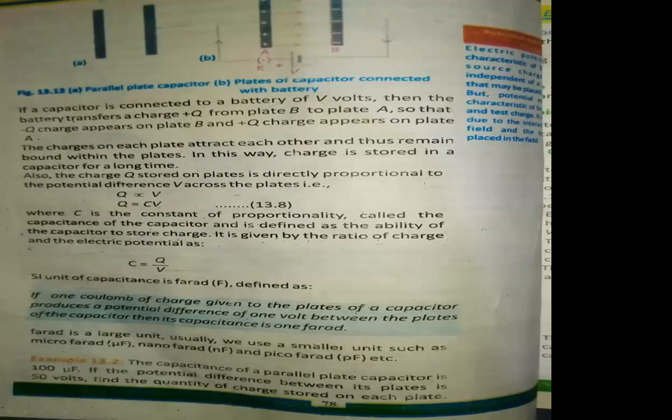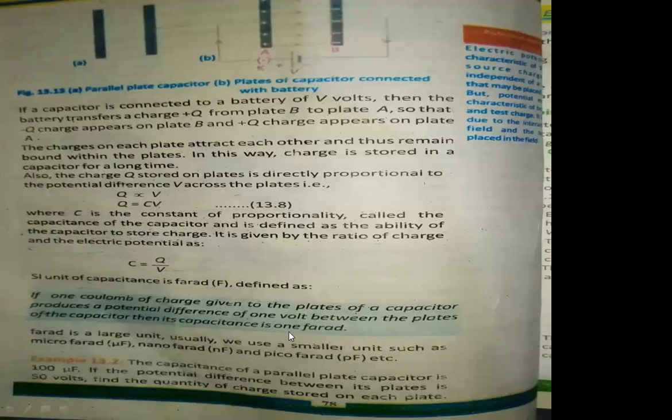It is given by the ratio of the charge and the electric potential. Q is the charge and V is the electric potential. So C is equal to Q over V. The unit of capacitance is farad, which is a larger unit. For smaller units, we use microfarad, nanofarad, and picofarad.